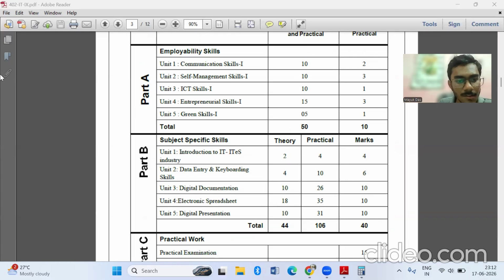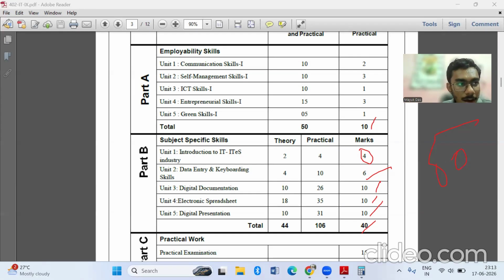Okay, so under part B there are 5 chapters: Introduction to IT and ITeS, which consists of 4 marks. Data entry and keyboarding skills, unit 2, 6 marks. Digital documentation, 10 marks. Electronic spreadsheet, 10 marks. Digital presentation, 10 marks. So total 40 marks. So 40 is from part B and 10 is from part A, which together makes 50 marks.